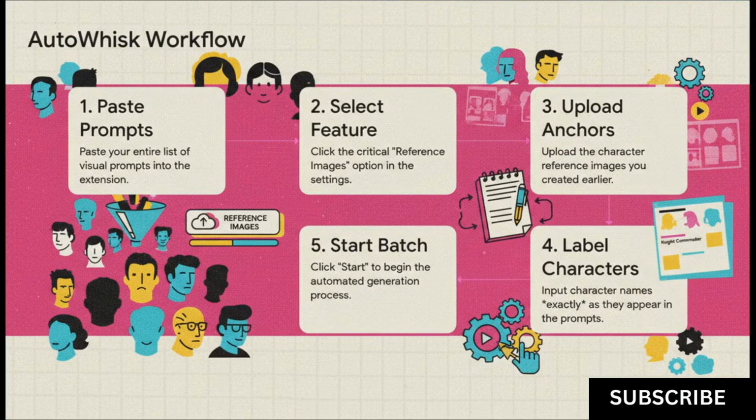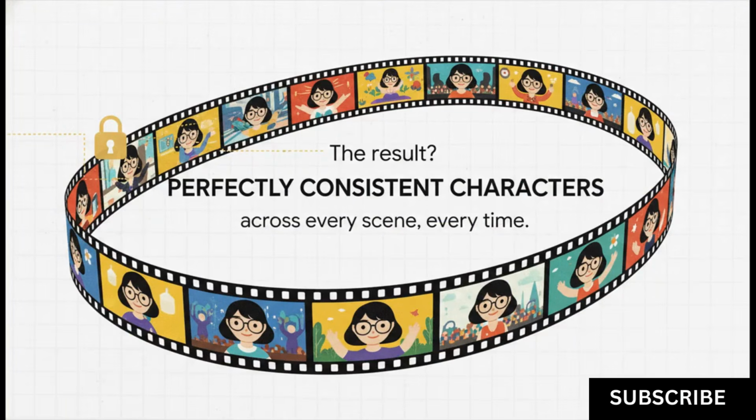All right, let's walk through the actual process inside AutoWhisk. First, you just copy and paste your whole list of 20+ visual prompts right into the extension. It'll separate them automatically. Next, you click the most important button here, Reference Images. You'll then upload those character anchors we created earlier. And here is the super critical part. You have to type in the character names exactly as they appear in your prompts. Then you just click Start and let the automation do its thing. And what's the result of that whole batch process? It's perfect. It's perfectly consistent character faces and styles.